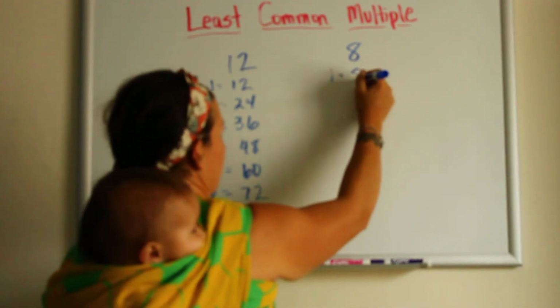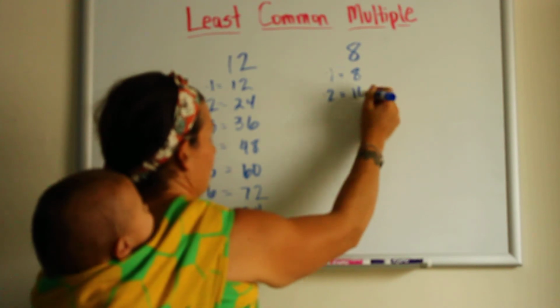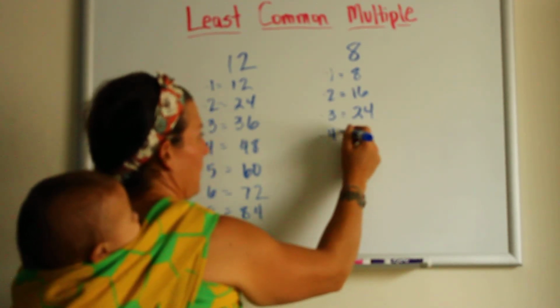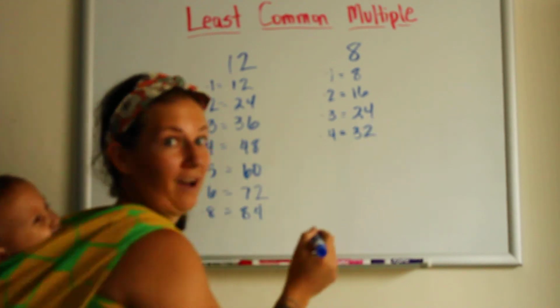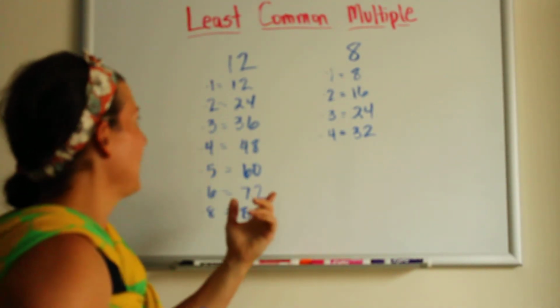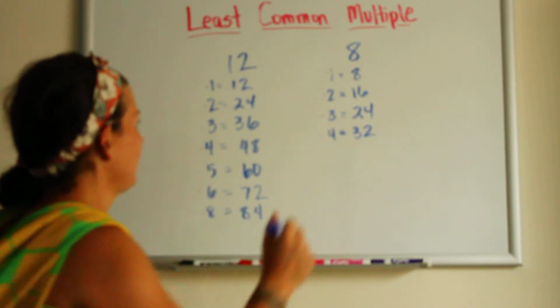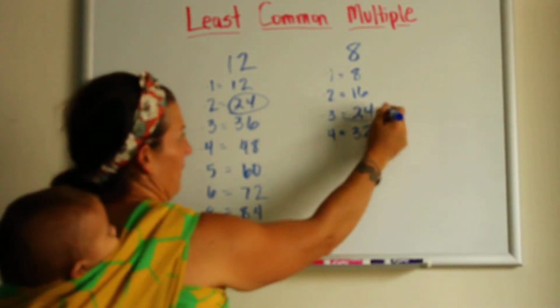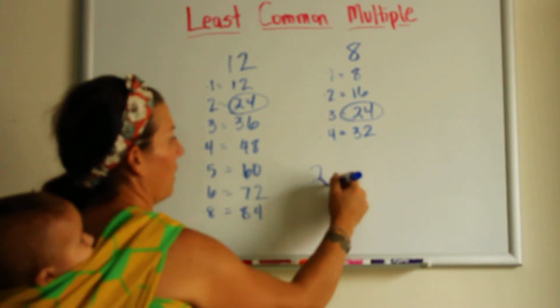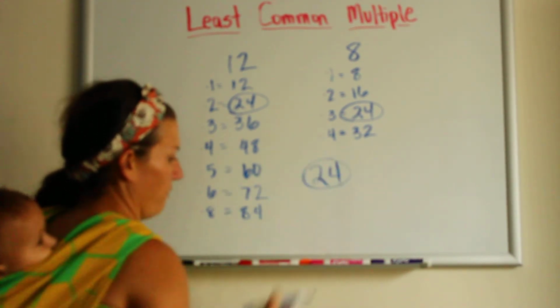8 times 1 is 8. 8 times 2 is 16. 8 times 3 is 24. And 8 times 4 is 32. Uh-oh, we better hurry up. So at this point, I already can see that I have a number in common, and that's my 24. That's the first number that I come to that's in both lists, so that's my least common multiple, 24.